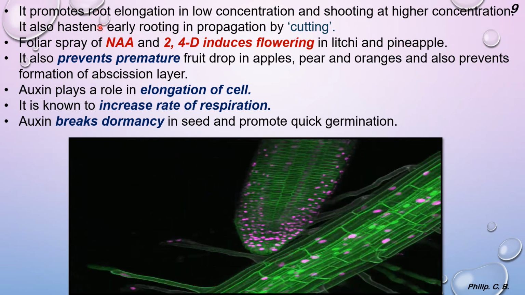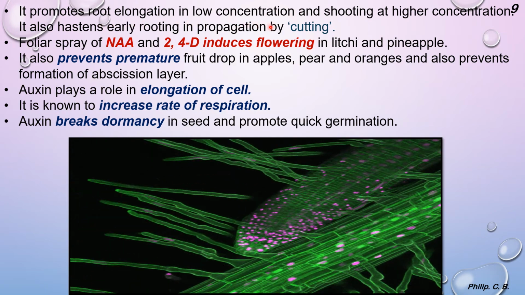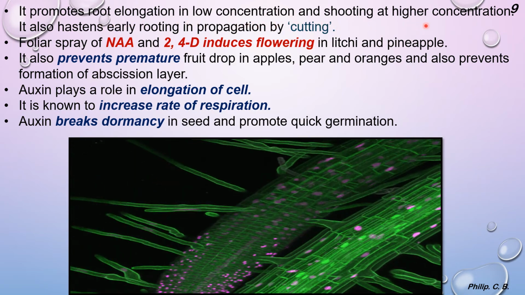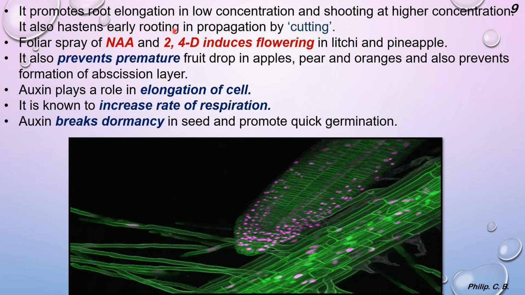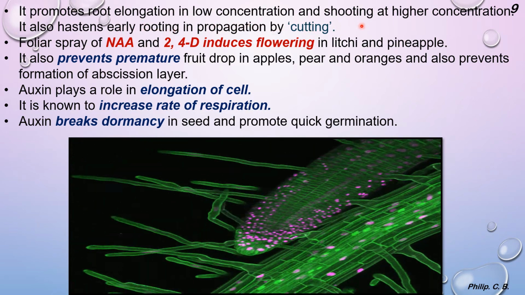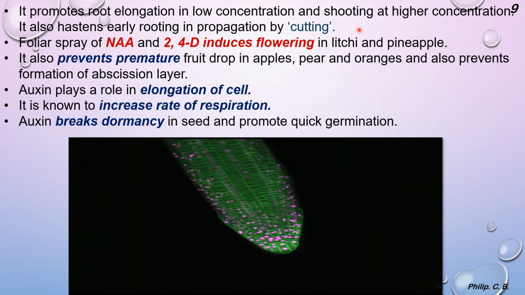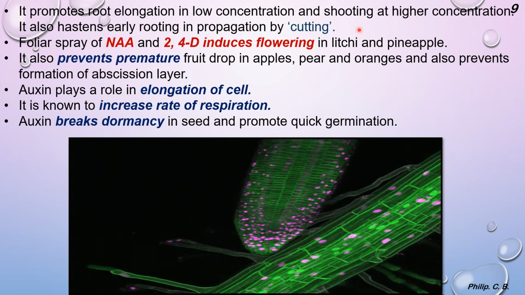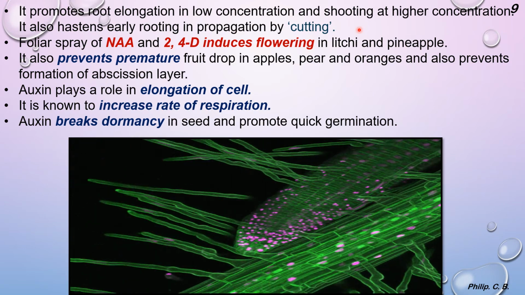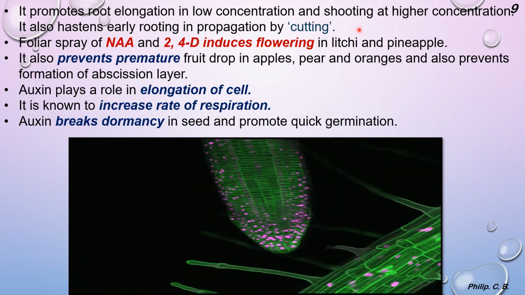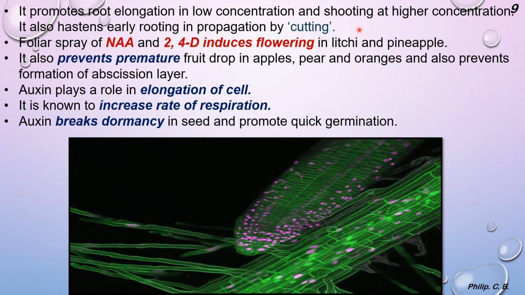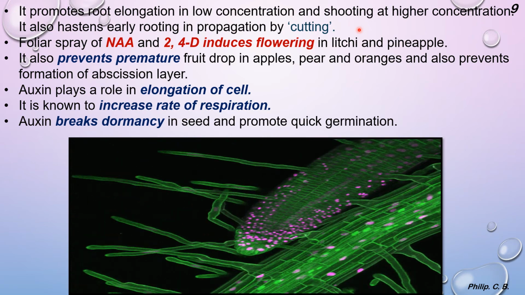Further, it promotes root elongation in low concentration and shooting at higher concentration. It also hastens early rooting in propagation by cutting. So, auxins also help in promotion of root elongation and shooting at a higher concentration. So, that is providing propagation by cutting.